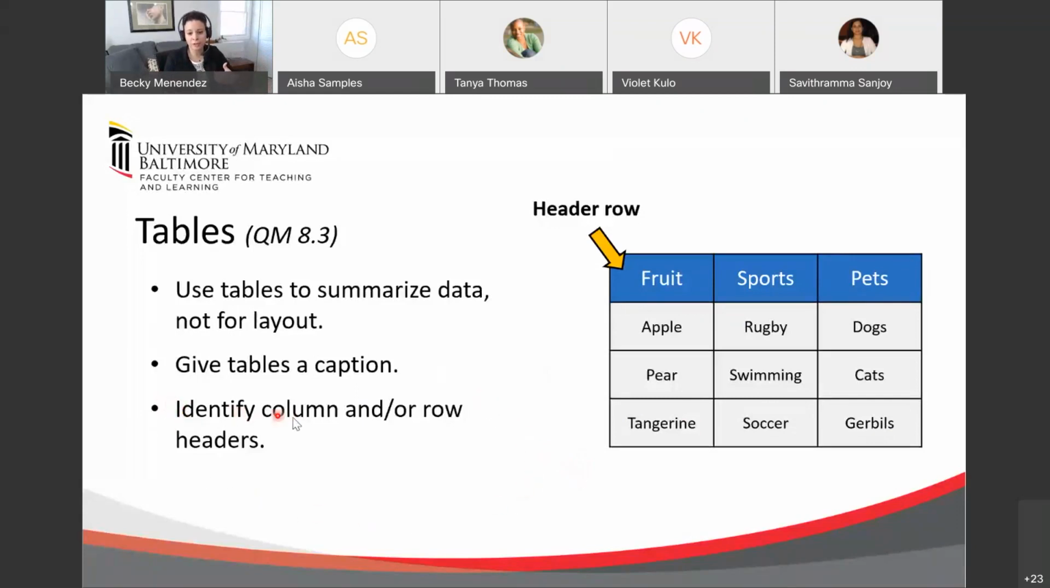You want to identify any column or row headers you have. So here we have a header row, and in PowerPoint it's designated as a header row. And what this does is when a screen reader reaches this table, it's going to allow them to navigate through these cells in a logical order that it reads in. And when they're reading, say, the swimming cell, it will also let them know which header or column rows that particular cell is associated with. So it helps them make more sense out of that table.